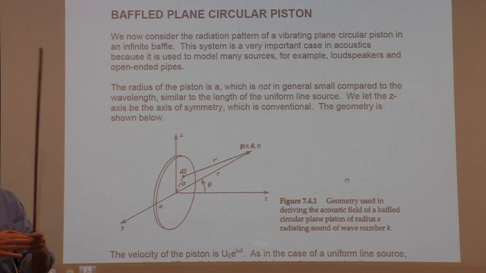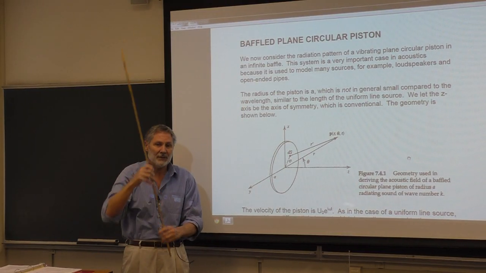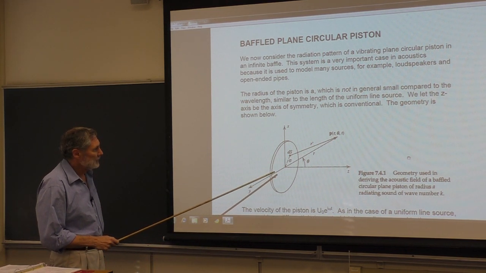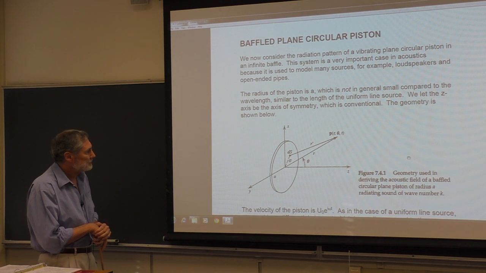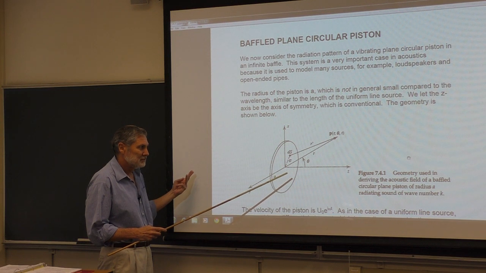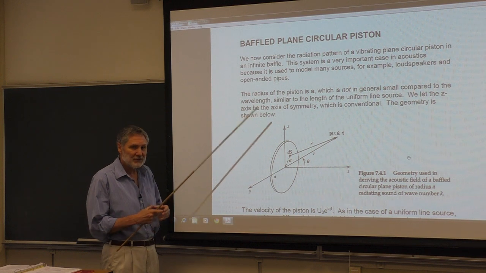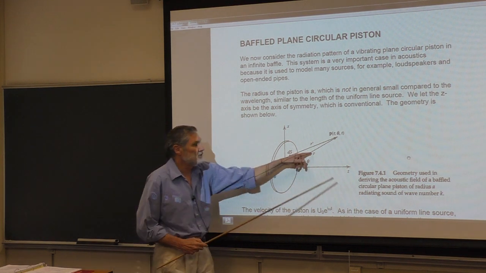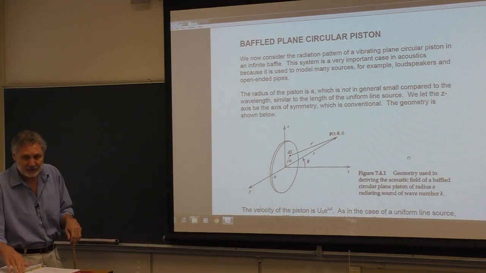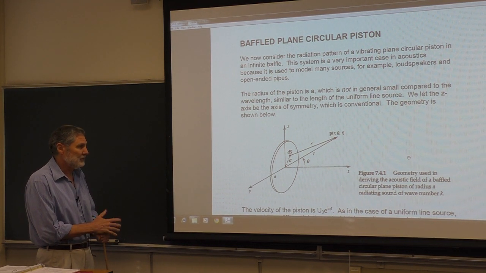So here's our piston. We're going to call this the z-axis, and our radiation field has to be symmetric about the z-axis. We have rotational symmetry here. Now, there are 3 length scales here, and it makes this complicated: the radius of the piston, the wavelength, and the distance you are. We'll be introduced to something new that we did not see before, and it's basically due to these 3 length scales.